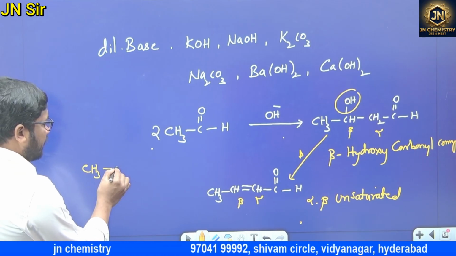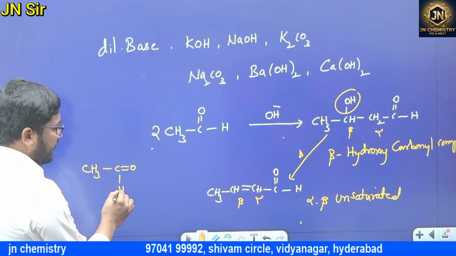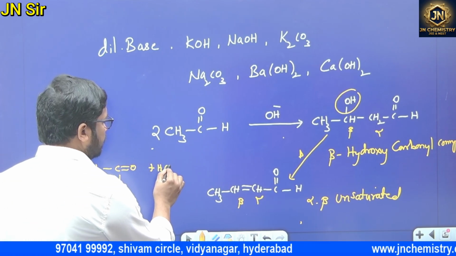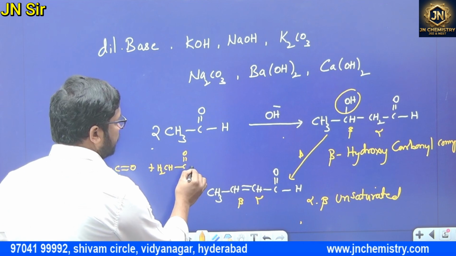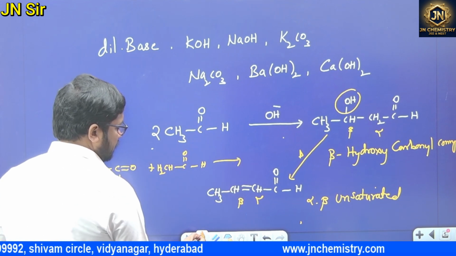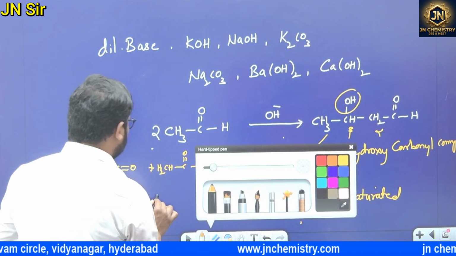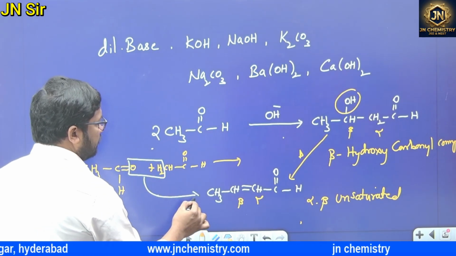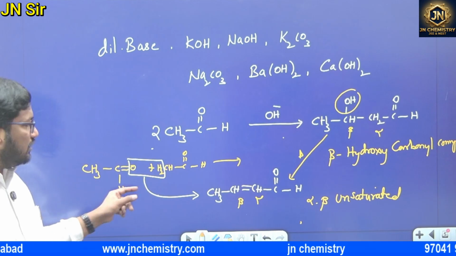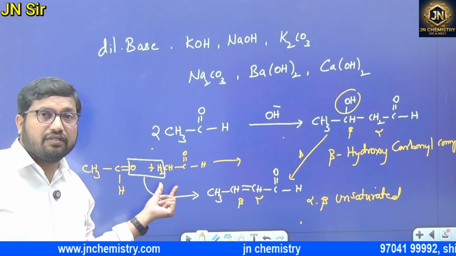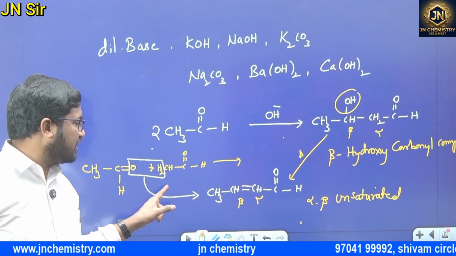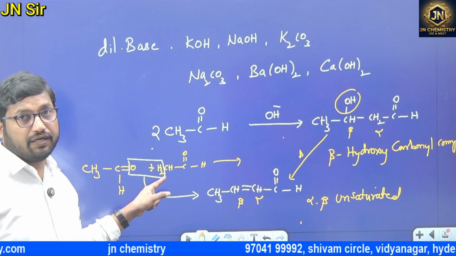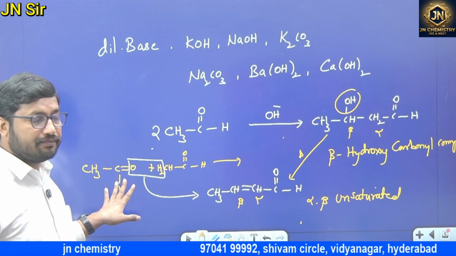CH3, C double bond O, H. Can we write like this? Second molecule, alpha hydrogen, CH2, C double bond O, H, 2 moles. Simply, what you need to do? Remove the water molecule. That's it. Be careful, we need to remove the hydrogens from the alpha carbon, where we are removing the alpha hydrogen directly.